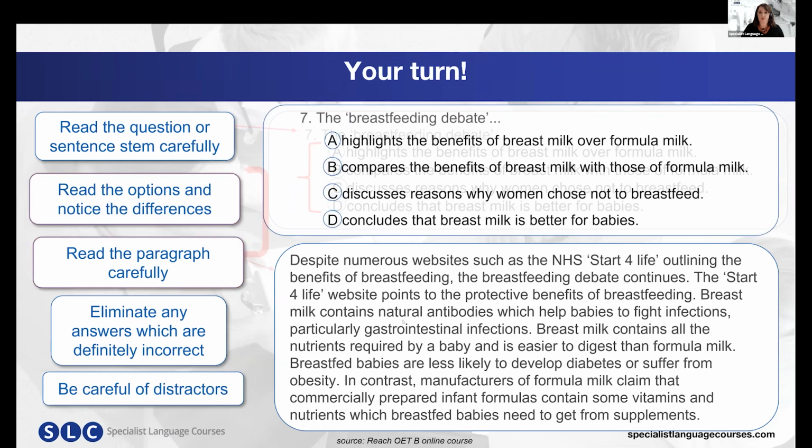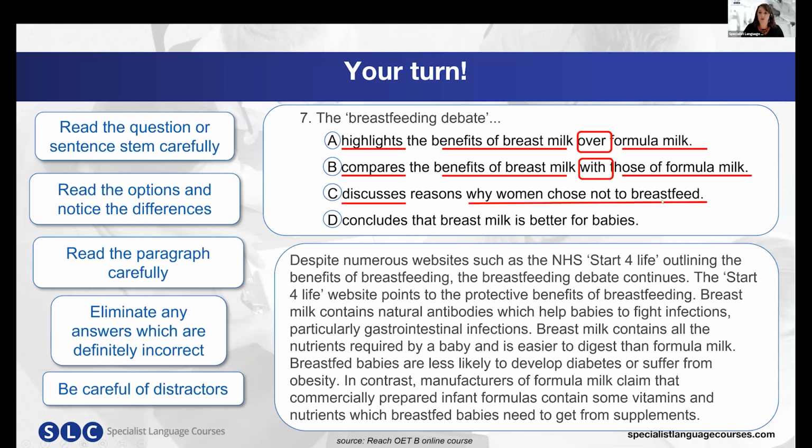So let's talk through those options. So A, the breastfeeding debate highlights the benefits of breast milk over formula milk. So this is suggesting that there are more benefits to breast milk than formula milk. B, compares the benefits of breast milk with those of formula. So the benefits of breast milk and the benefits of formula milk. C, discusses the reasons why women choose not to breastfeed. So we would expect to have reasons why and then evidence to support this. Or D, are we looking for a conclusion, a concluding statement that shows that breast milk is better?